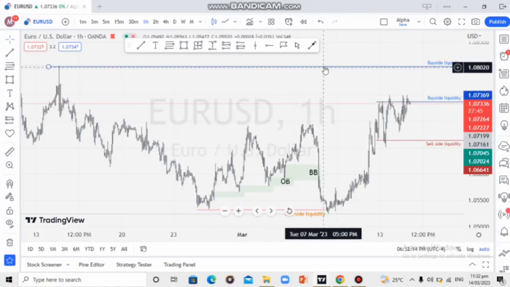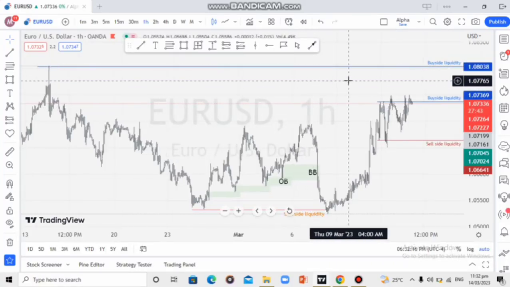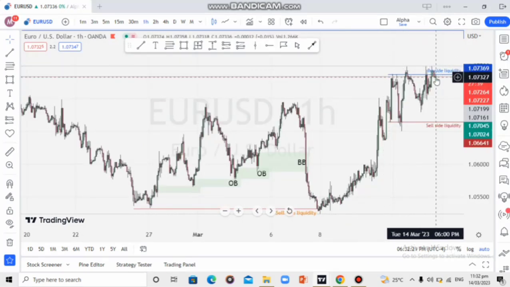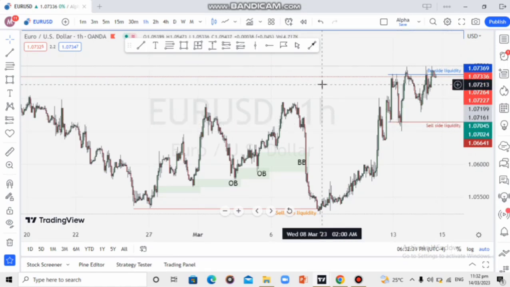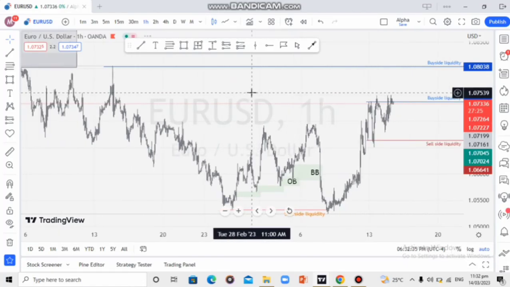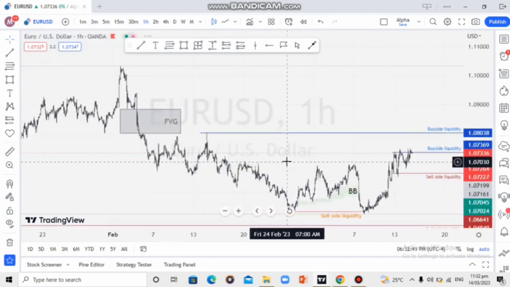Do keep this in mind too: tomorrow is CPI, so we might see volatility coming in to take out that buy side before we might reach down here. So that's just how I understand which order block is going to hold the price.